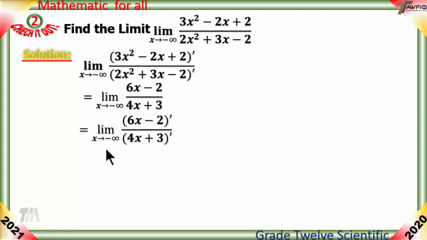Limit when x approaches negative infinity for (6x minus 2) over (4x plus 2). Using L'Hôpital's rule, the derivative of 6x is 6, and the derivative of minus 2 is 0. The derivative of 4x is 4, and the derivative of 2 is 0. So it becomes 6 over 4, and by simplifying, it becomes 3 over 2.